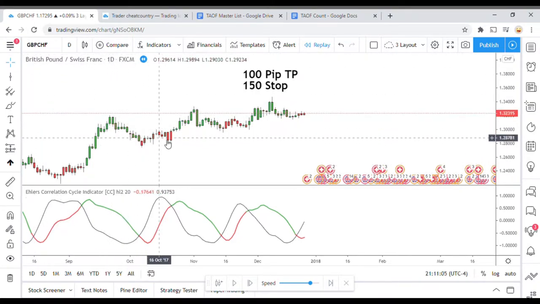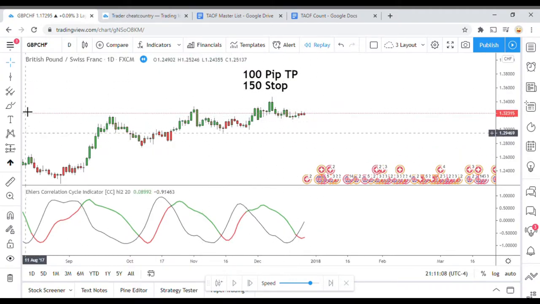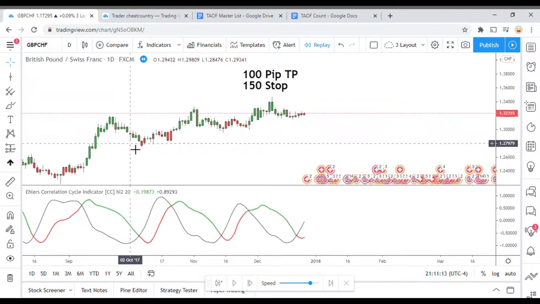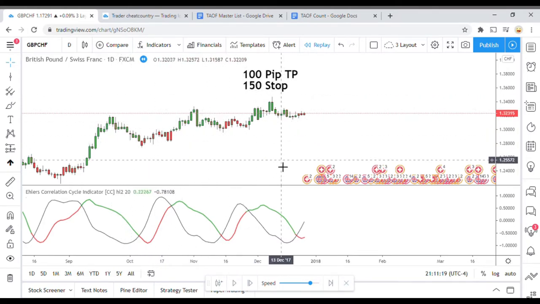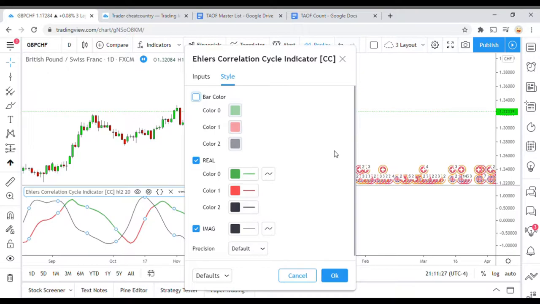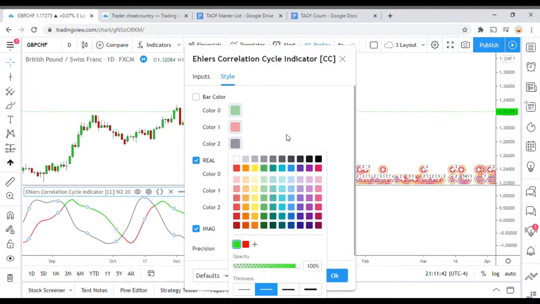And so I prefer to be able to see the normal colors of the candles, whether they were green or red, and so on. I feel like that helps to paint a picture of what's going on in that particular pair overall. And so the first thing I'm going to do is go in and turn off the bar color. I can look here at the bottom and clearly see when a cross takes place. And so that's pretty simple.